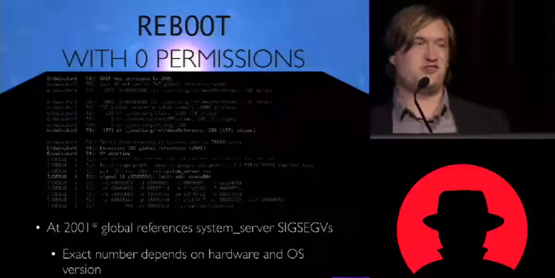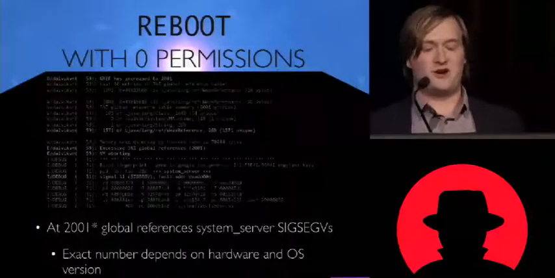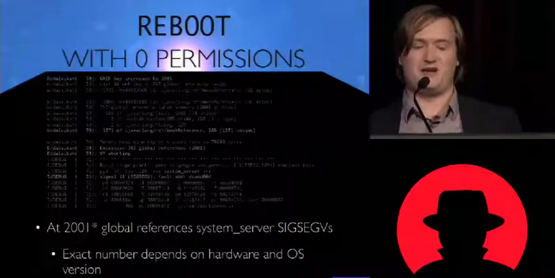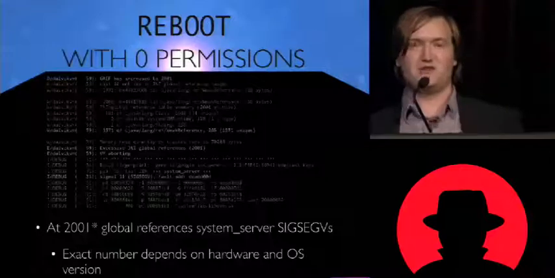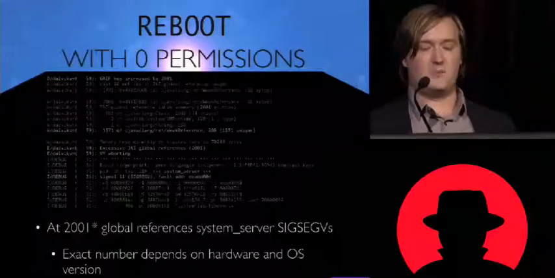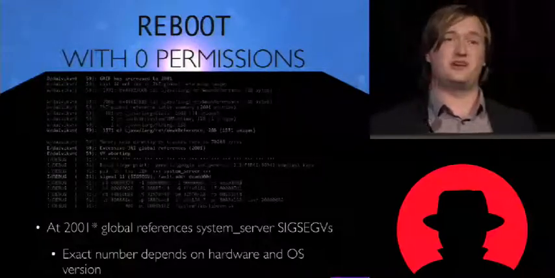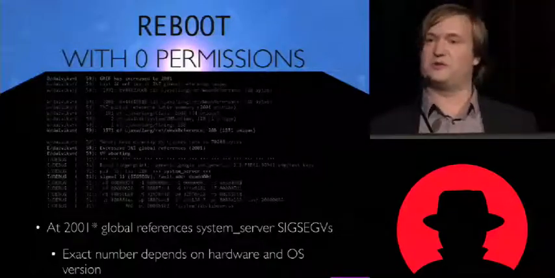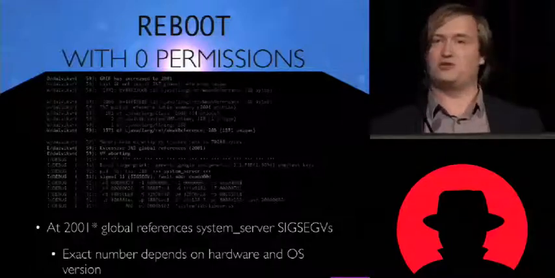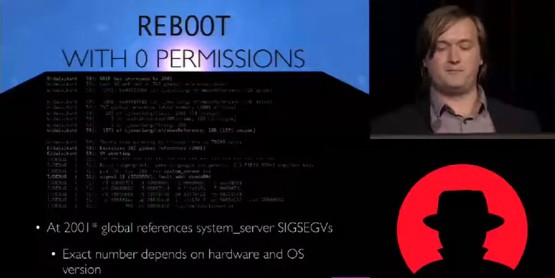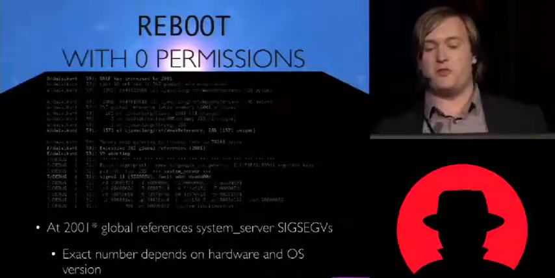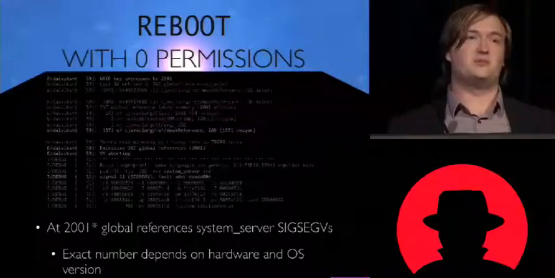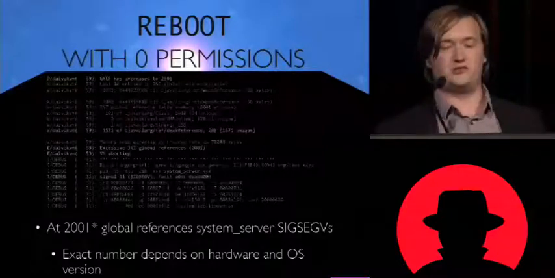So the actual number of references sort of depends on the phone, but we found 2001 is almost every phone at 2001 global references. System server crashes and the phone reboots. All in all, that process takes about 20 seconds from when you display the first toast. So any app with no permissions can cause a phone to reboot within about 20 seconds of launching. But that would actually display the text "Hello World" on the screen for 20 seconds before your phone rebooted, and you might notice that something was up.